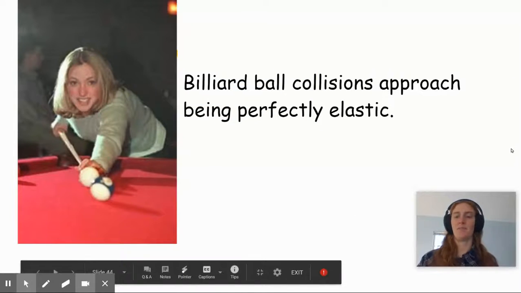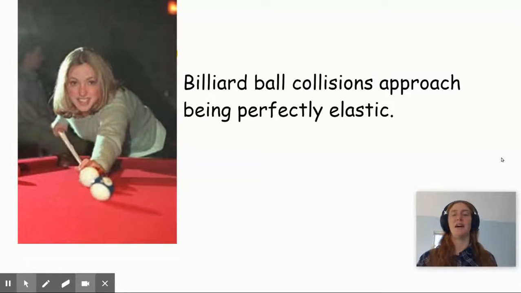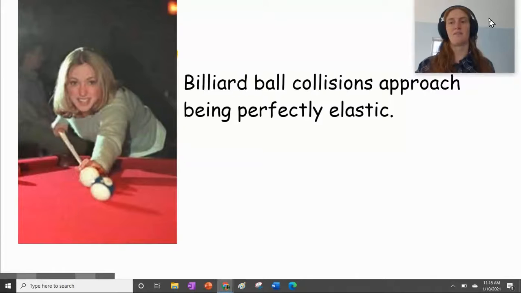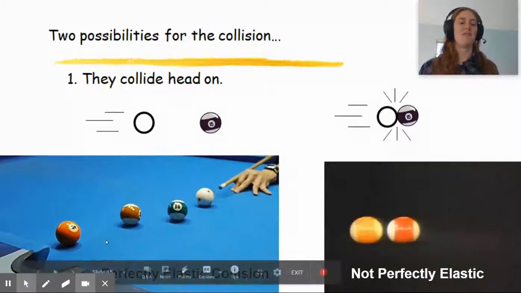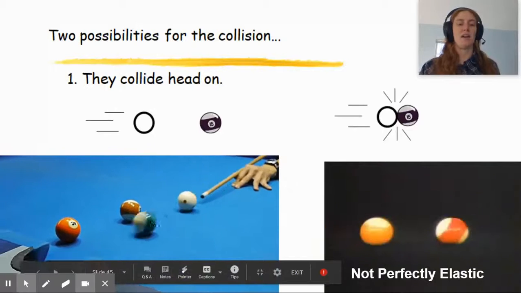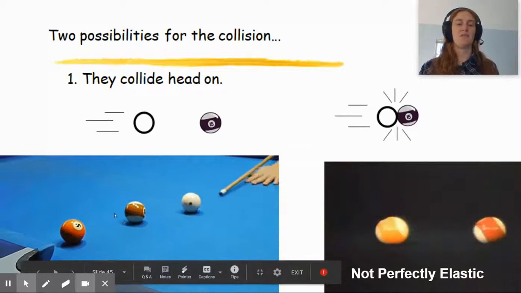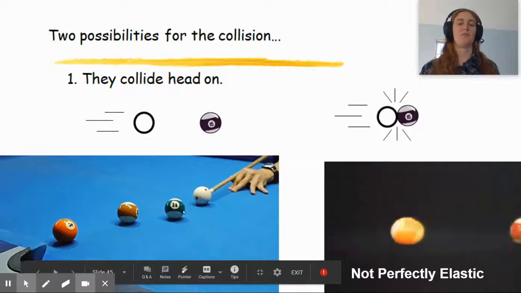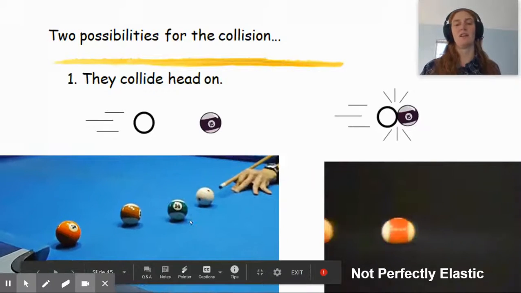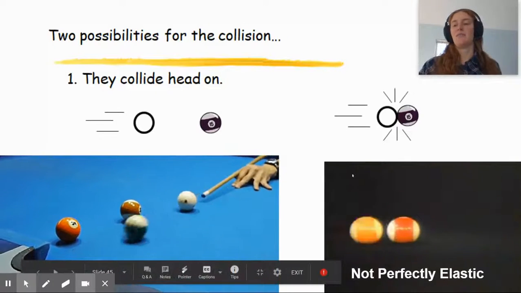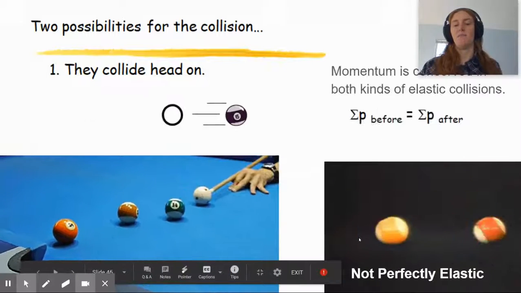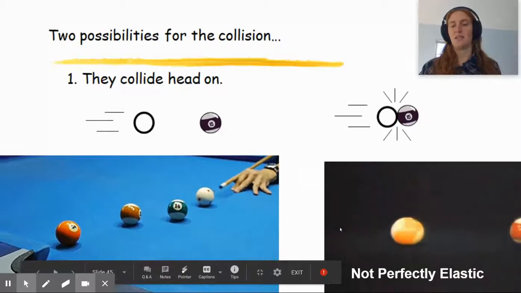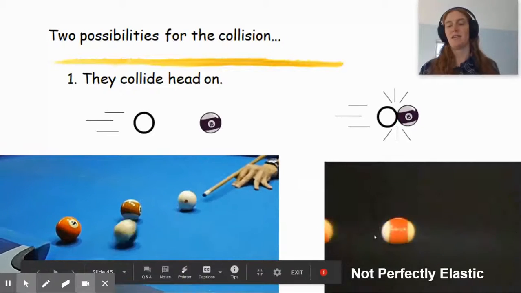All right. So billiard ball collisions approach being perfectly elastic. They're not perfect, but a lot of times in physics, we assume that they are. So here we have they collide head on. This is a really good example of nearly perfect. You'll notice that one ball stops and the other one starts moving. And this one over here is not perfectly elastic. What's going to happen over here is the first ball comes in and then it keeps going.